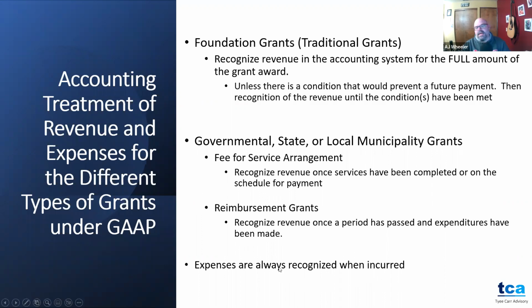And of course, expenses are always put into the accounting system or recognized when they're incurred, meaning if you get an invoice on the last day of the month, that invoice should go into the accounting system on that day. Or if you receive an invoice the next month for services that were rendered in the month before, that should be backdated to the previous month so that you can match up the time period in which the expense was made or incurred with the time frame in the accounting system. So everything's up to date.